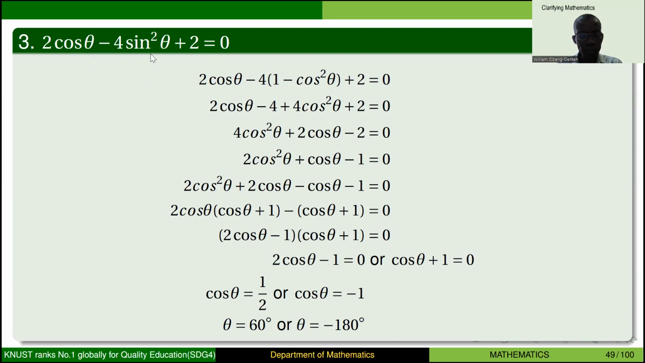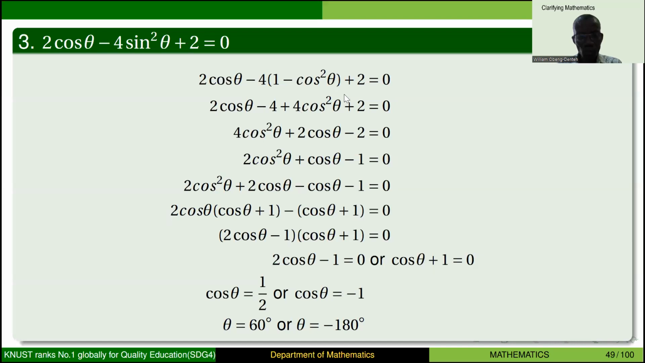So straight away, in place of sine squared theta, we are going to put 1 minus cos squared theta. Then we clear this bracket. So that takes us to the next step. So 2 cos theta, 4 times 1 is 4, then negative 4 times this gives us positive 4 cos squared theta plus 2. So we have everything in terms of cos.